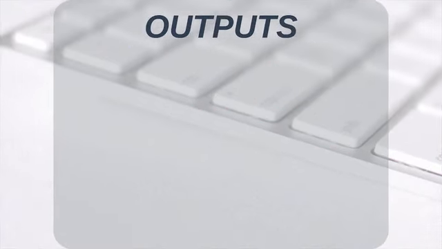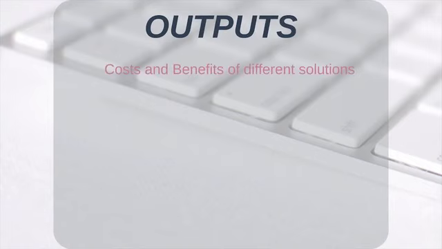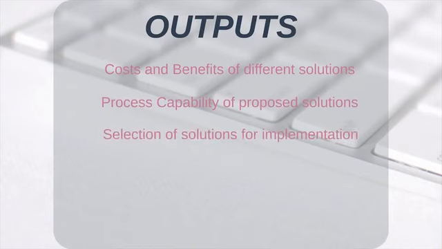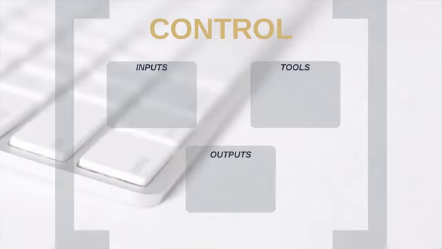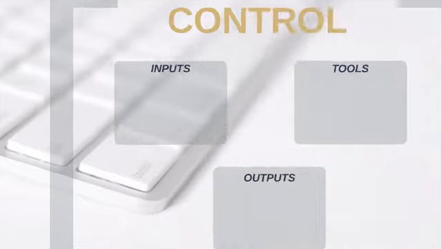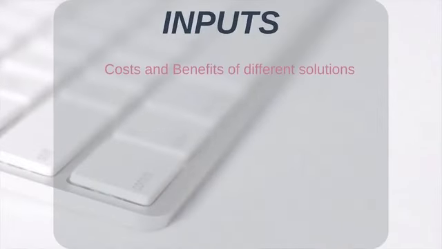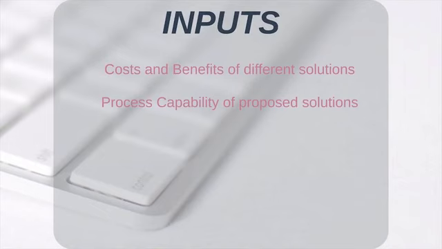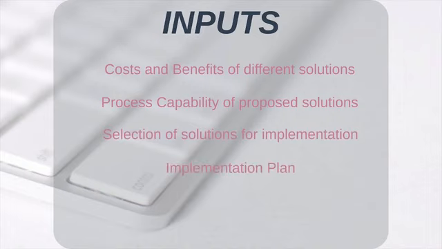The outputs of the improve phase are cost and benefits of different solutions, process capability of proposed solutions, selection of solutions for implementation, implementation plan. The last phase is control. The inputs of this phase are cost and benefits of different solutions, process capability of proposed solutions, selection of solutions for implementation, implementation plan.